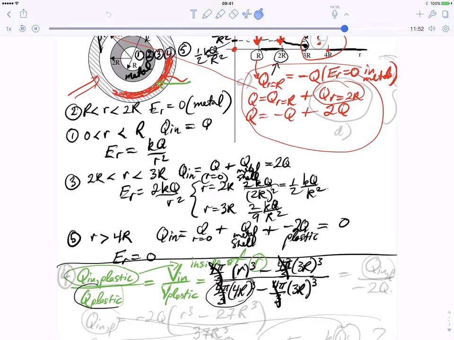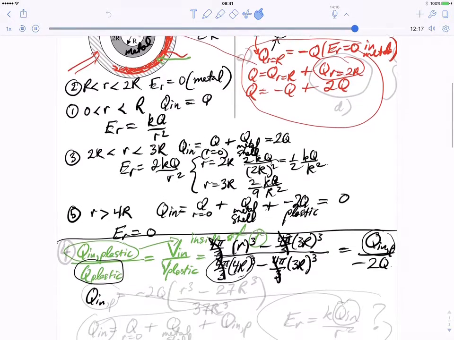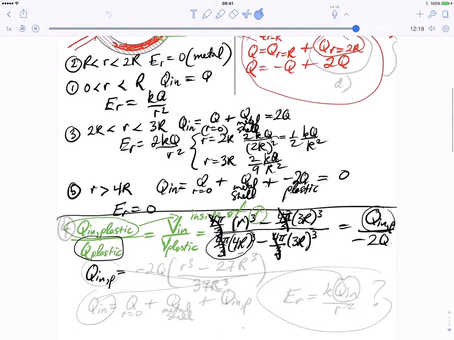What is Q plastic? Q plastic is actually, is it negative 2Q? Yeah, negative 2Q, right? So this is going to be equal to what we want to know, which I'll call Q in P for plastic. And this is negative 2Q. So we're going to solve for that. You can expand these things if you want to, but if this were a test, I wouldn't even bother, right? I would just go like this. This would be negative 2Q.